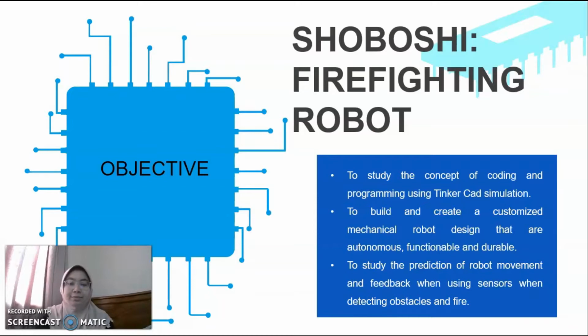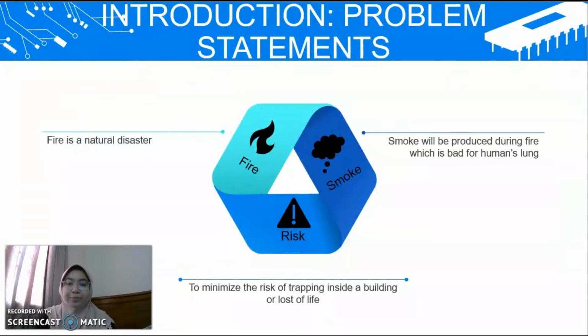Assalamualaikum, my name is Hasyimah and I will be presenting the objectives of this mini project. We have three main objectives: to study the concept of coding and programming using Tinkercad simulation; next, to build and create a customized mechanical robot design that is autonomous, functional and durable; and lastly, to study the prediction of robot movement and feedback when using sensors to detect obstacles and fire.